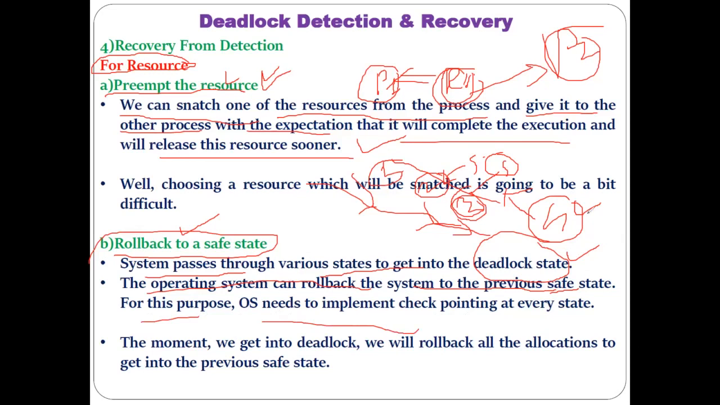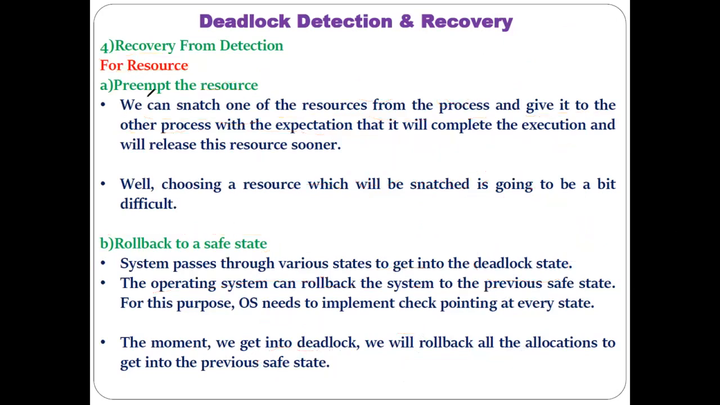Every state, the operating system has to check whether state one is the safe state, whether state two is the safe state, like that. Understood? And the moment the operating system finds the system is in deadlock, then the operating system can roll back and go into the previous state, which is considered a safe state. So that is the second approach at the resource level. That is nothing but rolling back to the safe state, or going back to the safe state from the deadlock state, so that the system can recover from the deadlock.